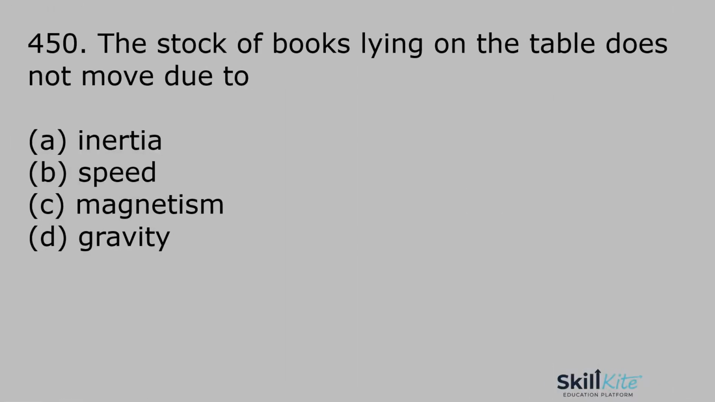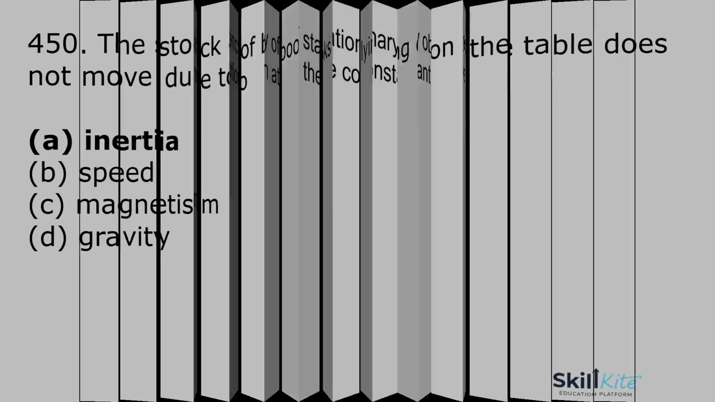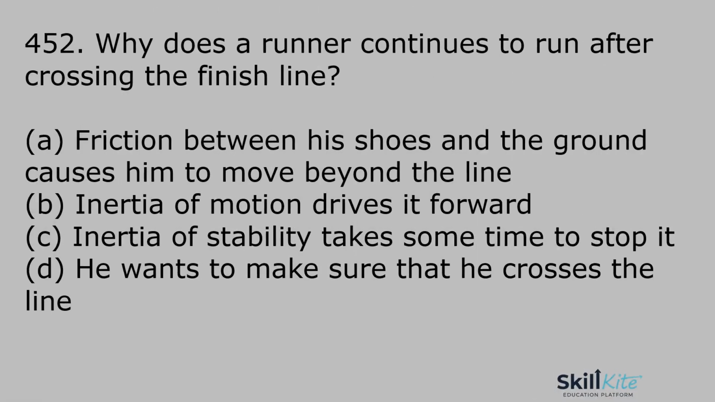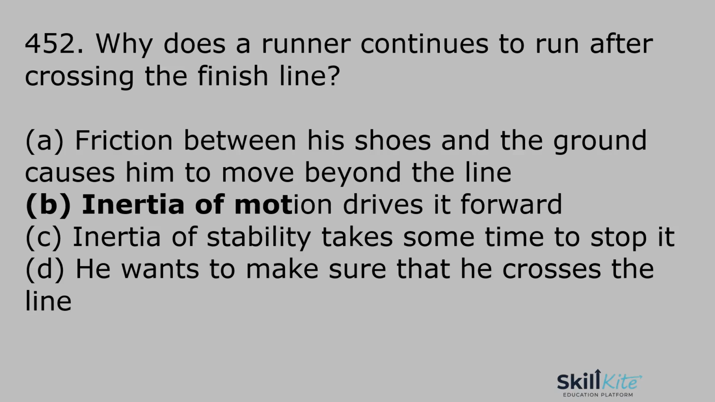The stack of books lying on the table does not move, that is due to the inertia. The tendency of a stationary object to remain at rest or in motion at a constant velocity is called inertia. Why does a runner continue to run after crossing the finish line? So inertia of motion drives it forward.